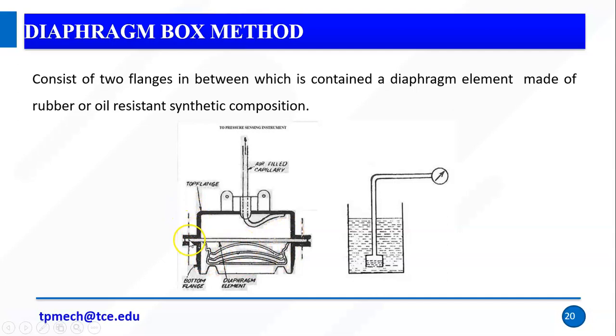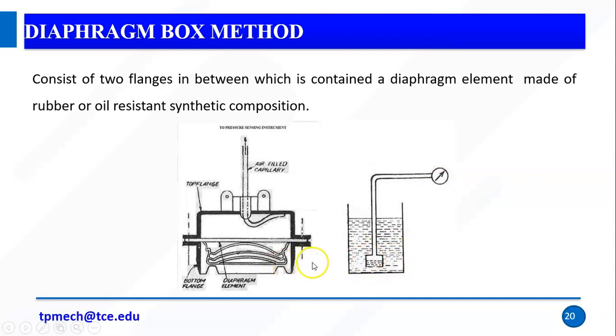So there are two flanges, and between the two flanges we have joined the diaphragm. Below, again there are diaphragm structures. It may be made of rubber or other synthetic composition. In the diaphragm gauge, on top there is air present. At the bottom there is a diaphragm structure. On top, air is present and it is connected to the pointer. This pointer is what we have zoomed in to show.